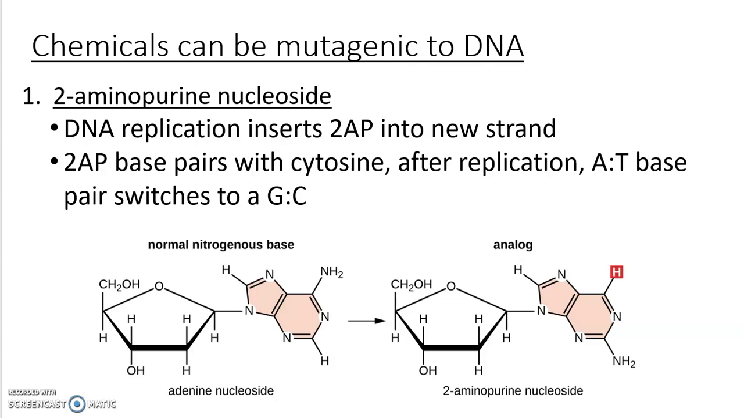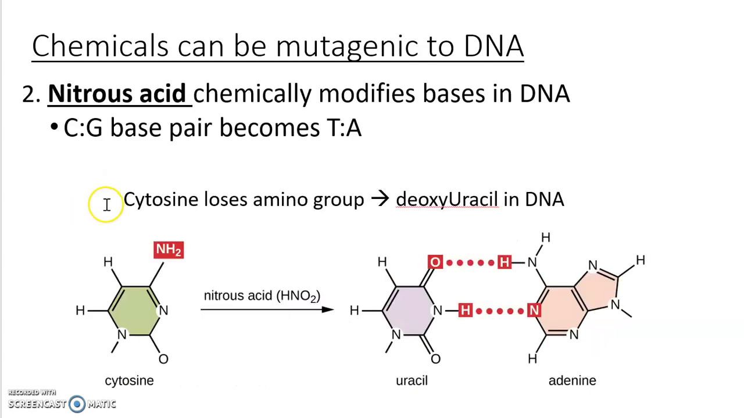And where you normally would have an AT base pairing, after the DNA is replicated, this will actually cause a shift in the base pairing. So the next time the DNA is used, you're going to see it switch over, and the new daughter strands will have a GC base pair going in there. So every time this chromosome is replicated, the new daughter chromosomes are going to have that mutation as a result of this 2AP.